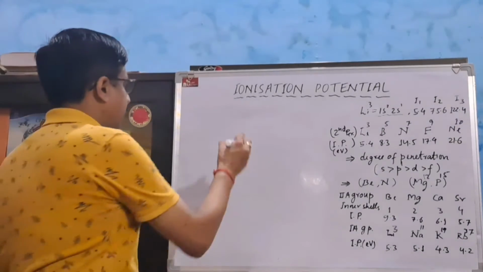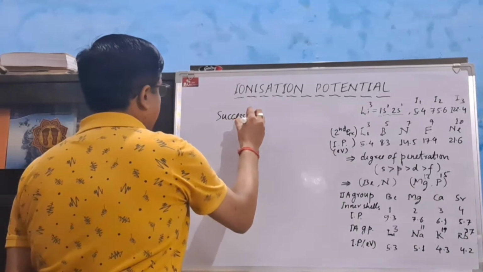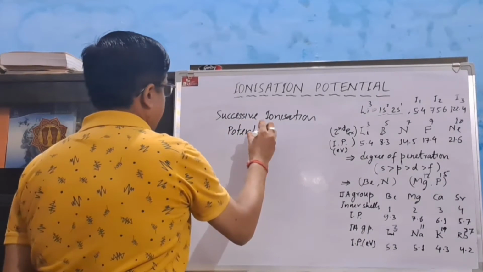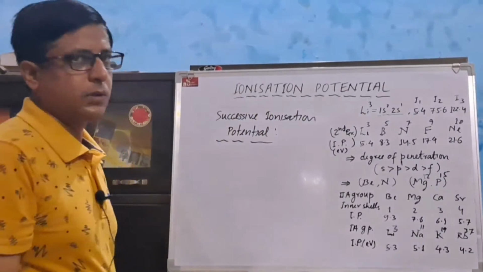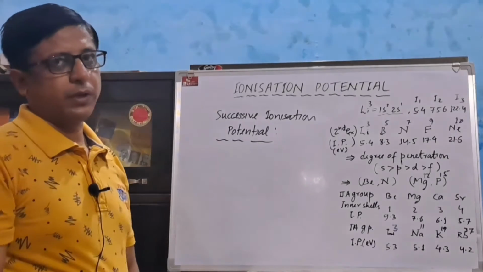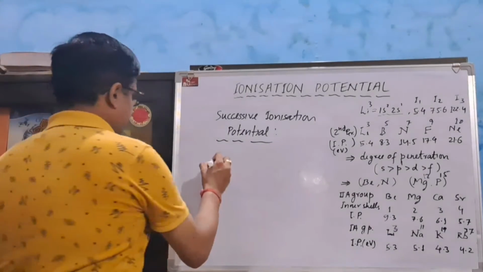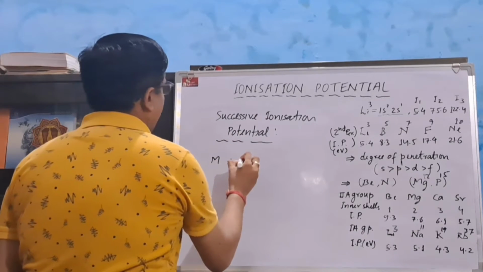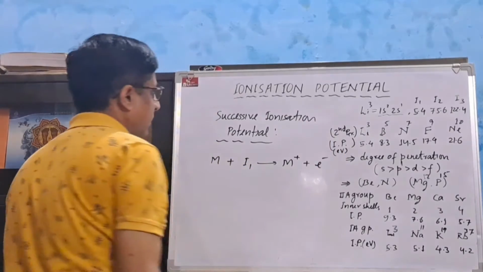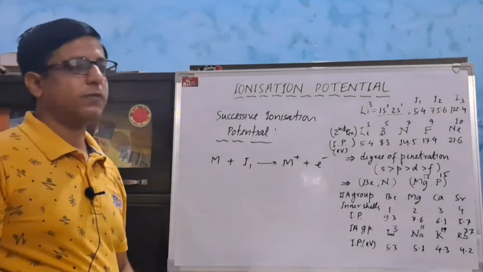Now we define successive ionization potential. The electrons are removed from an isolated gaseous atom in stages. When the first electron is removed from an isolated gaseous atom, then the energy required is known as first ionization potential. For example, for a metal M with ionization potential I1, M gives M plus and an electron. The energy required to remove the first electron from an isolated gaseous atom is known as first ionization potential.